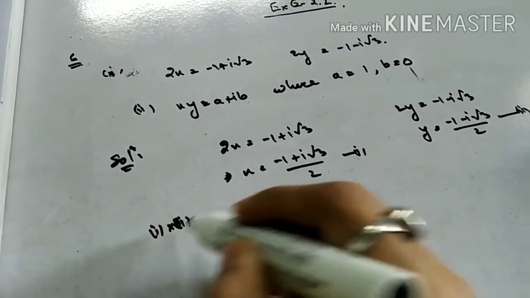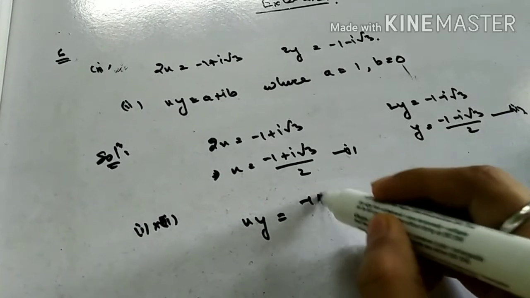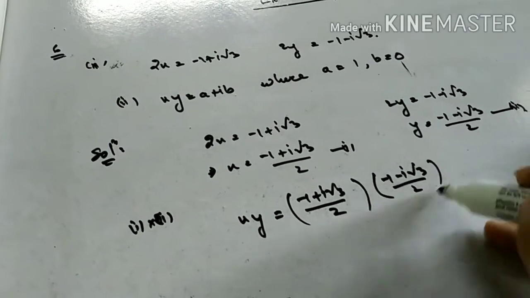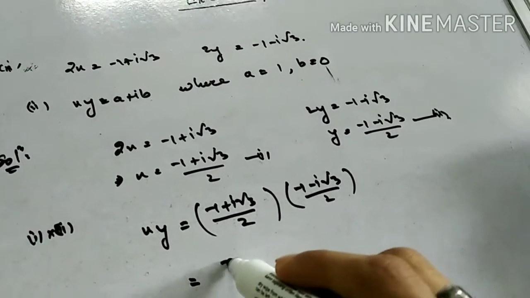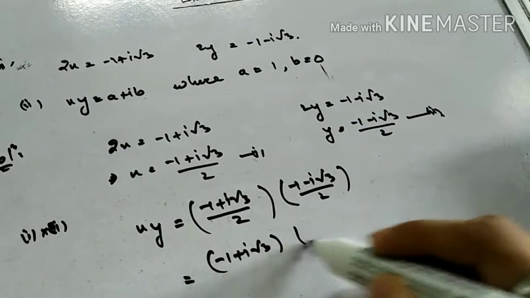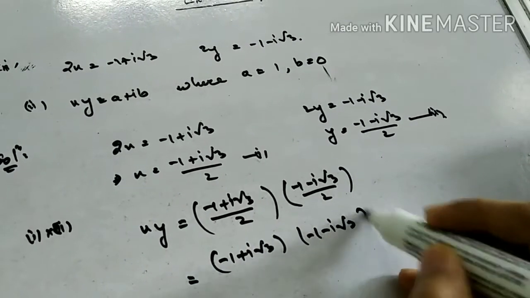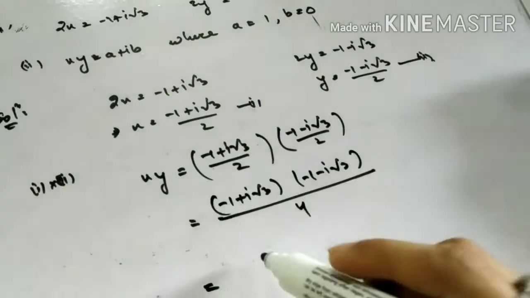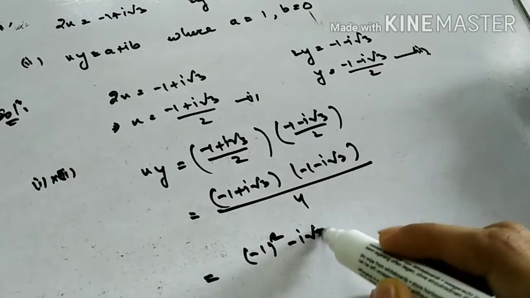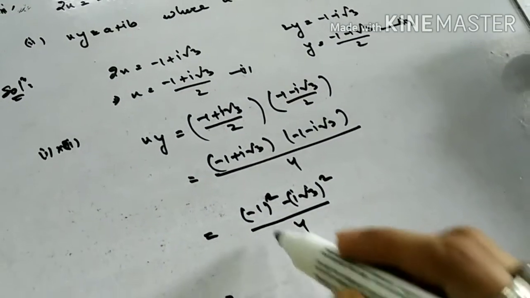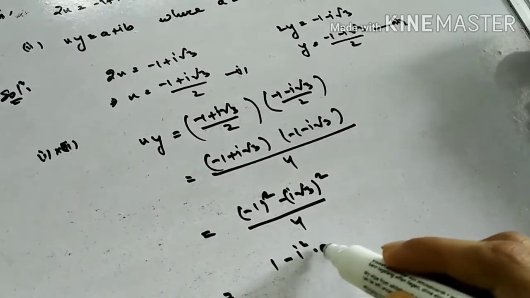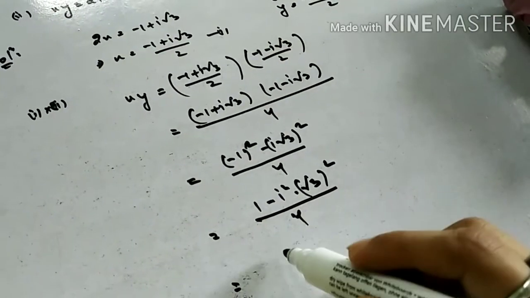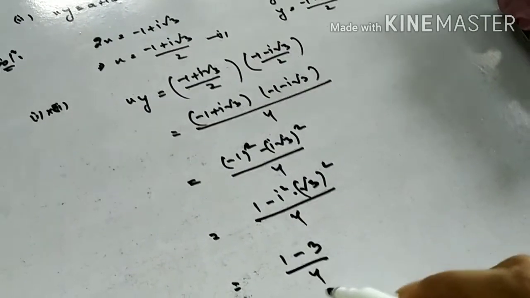Now 1 into 2 if I do, I will get xy equals minus 1 plus i root 3 by 2 into minus 1 minus i root 3 by 2. So this will give me (minus 1 plus i root 3)(minus 1 minus i root 3) by 4. This is in the (a plus b)(a minus b) form, so a square minus b square by 4. This becomes (1 minus i square root 3 the whole square) by 4. Minus i square will become plus 1. So (1 plus 3) by 4.